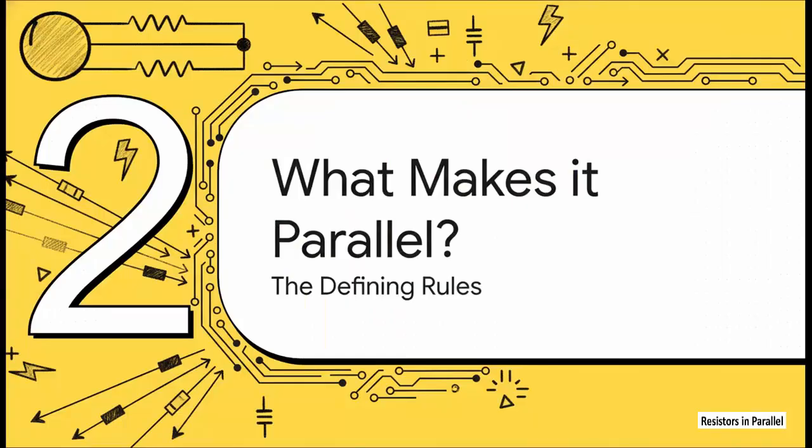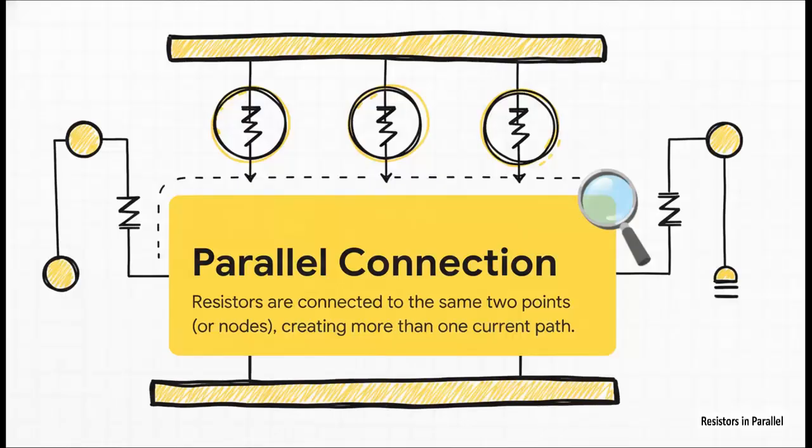So multiple paths is the big idea for sure. But, electronically speaking, there are a couple of simple rules that officially define what a parallel circuit is. Let's break those down. So here's the deal. Components are considered in parallel when they are connected across the exact same 2 points. We call these points nodes.